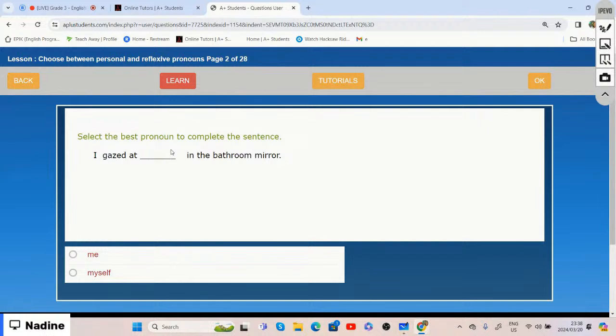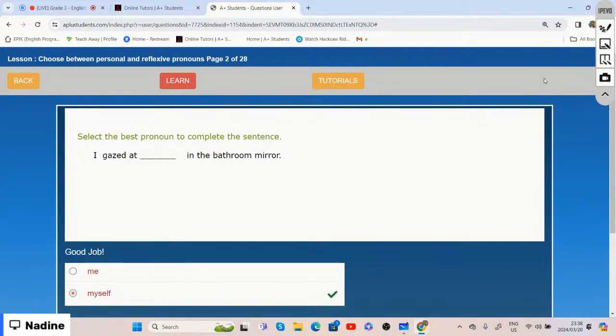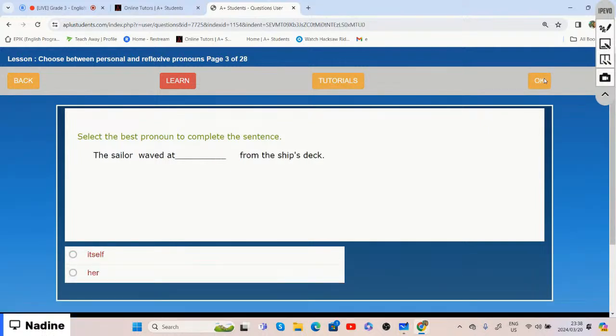All right, and if we choose the base pronoun, then we can say, I gaze at myself in the bathroom mirror. So myself is correct. So well done, everybody. The sailor waved at from the ship's deck. If the sailor is waving at someone else, do we say that the sailor waved at itself from the ship's deck, or the sailor waved at her from the ship's deck?